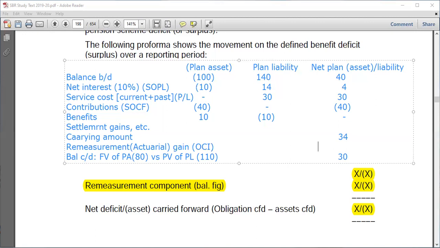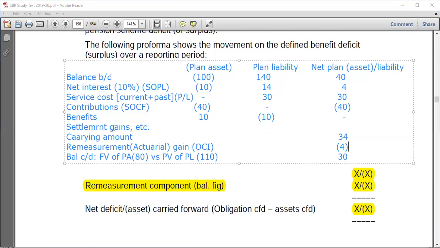Never ever take it to profit or loss. It goes to other comprehensive income. How much would that be? It will be a gain, and if it's a gain, you can put the negative sign there. Just do that. Remember, we decided everything related to assets to be negative, and then the liabilities to be positive. But it just depends on what you need to do. So this is all about these issues.